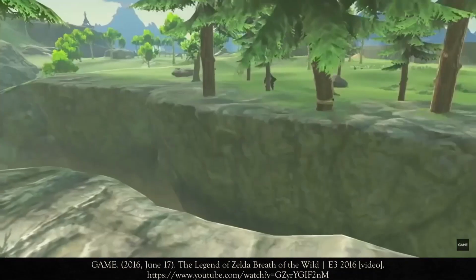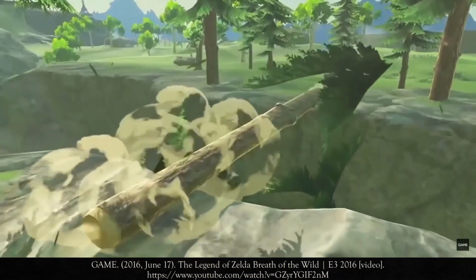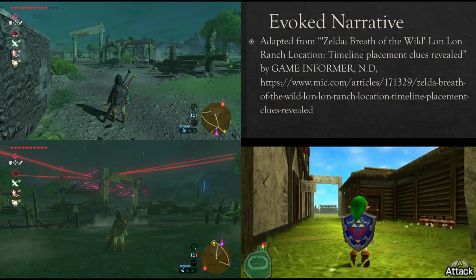Research supports the belief that using evoked narrative like this is useful as it gives the game narratives that can be explored outside of the main story, and helps give the world a sense of cohesiveness. All these narrative choices show how Breath of the Wild uses evoked narrative effectively.